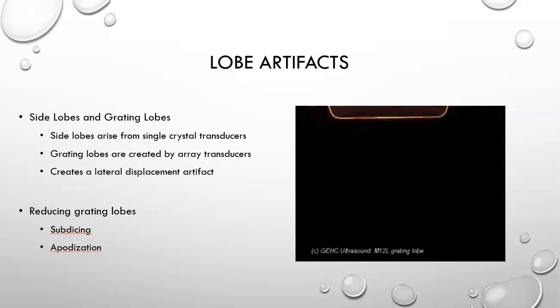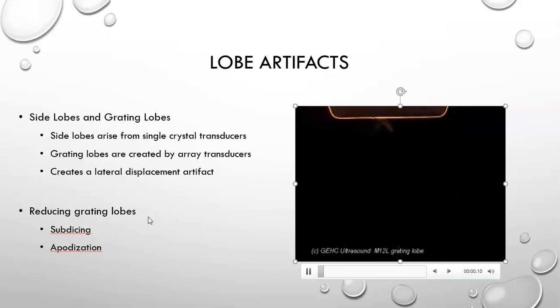So lobe artifacts, let's see if this is going to work. And you can very faintly see on this image that's being repeated here, there's a lobe artifact coming off at an angle along this area here in this image. It's not the best demonstration I probably could have come up with. But anyhow, you see a little lobe artifact coming off to the side there.